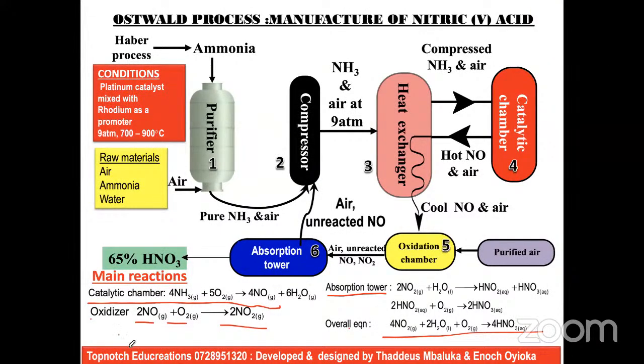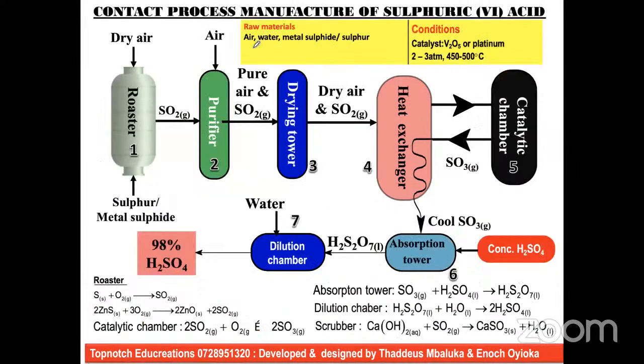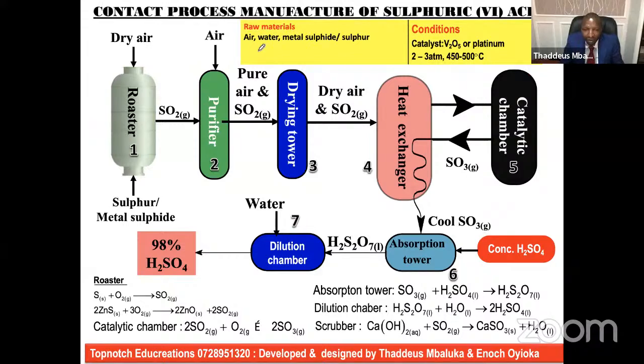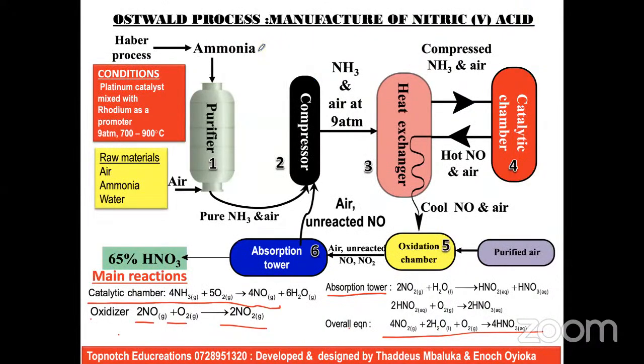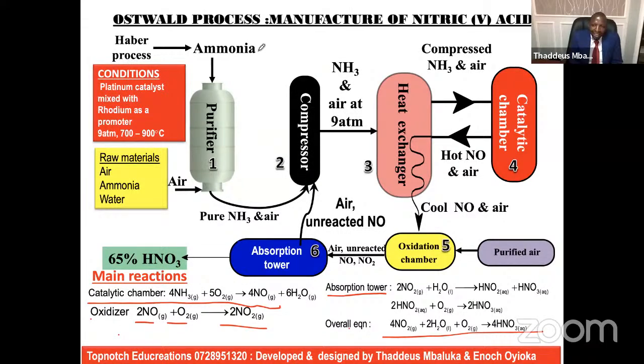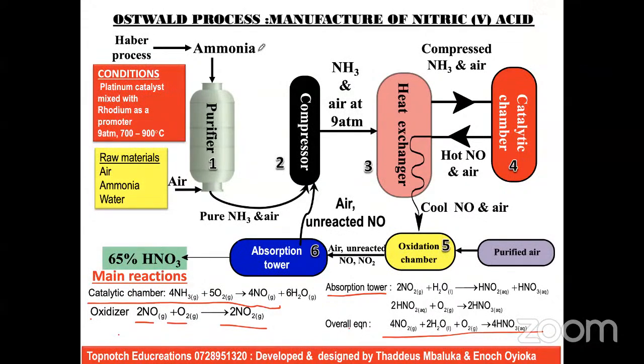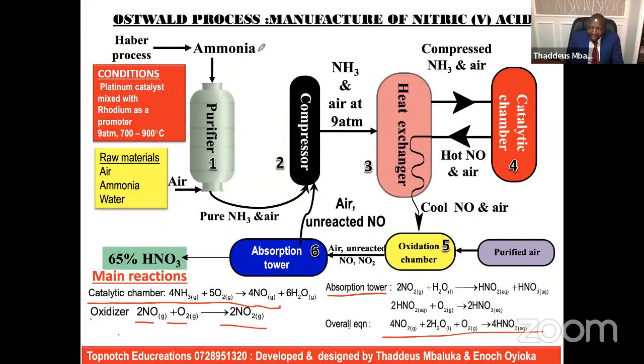Is the platinum in both the oxidation chamber and the catalytic chamber? Does the platinum catalyst help in both of them? No, only the catalytic chamber has the platinum, not the oxidation chamber. Remember, the role of the catalyst is to catalyze the oxidation of ammonia to nitrogen oxide. That's the most important thing. And the catalyst is only used in the catalytic chamber, not in the oxidation chamber. Sawa?